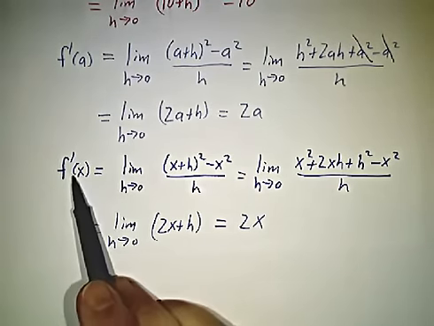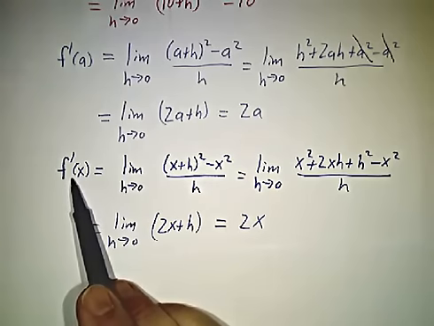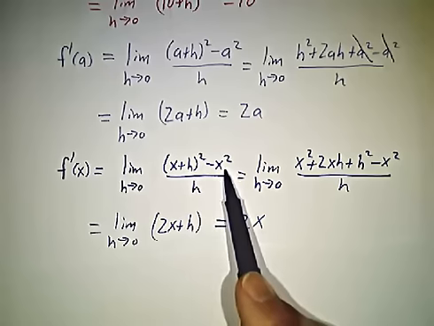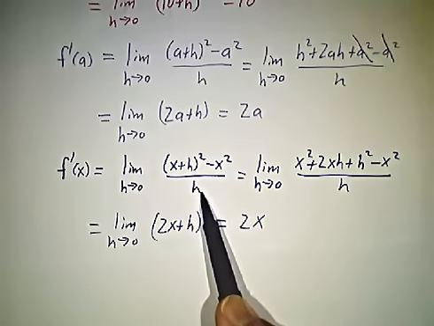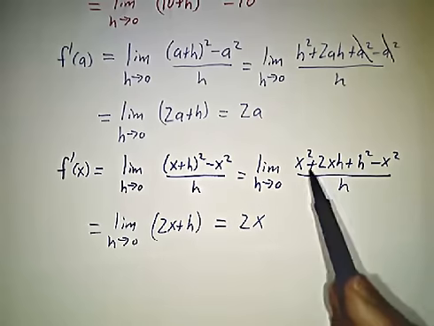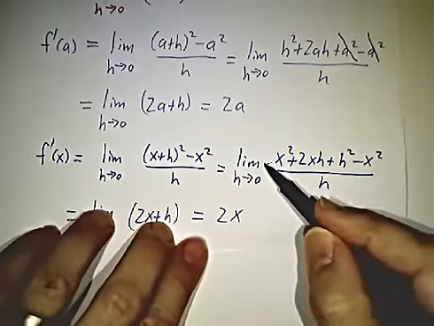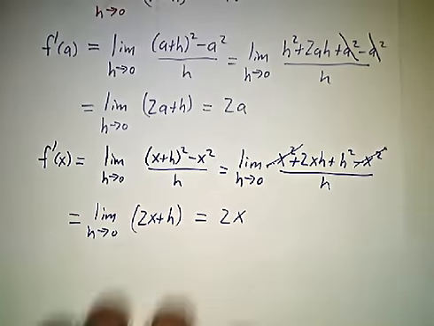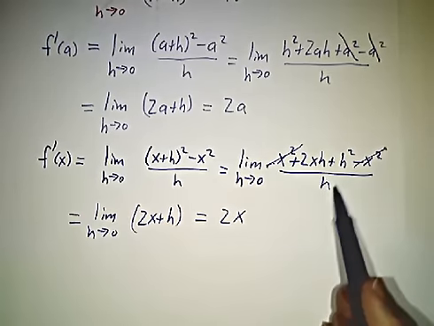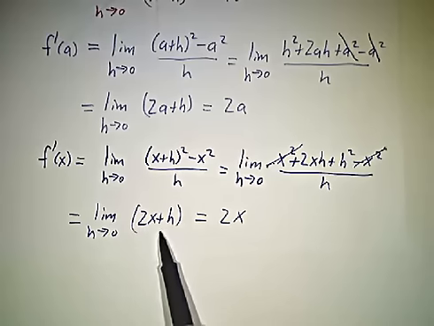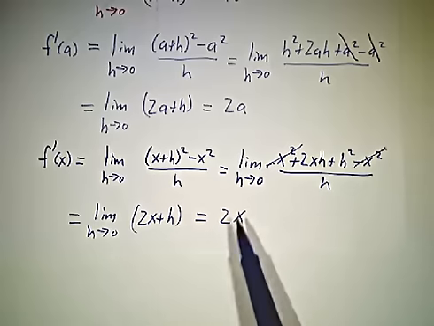So f prime of x, the derivative of x squared, is given by this calculation. We take f of x plus h, that's x plus h squared, minus f of x, divided by h. Expand it out. The x squareds cancel. 2xh plus h squared divided by h is 2x plus h. We take the limit of that as h goes to 0, and we get 2x.